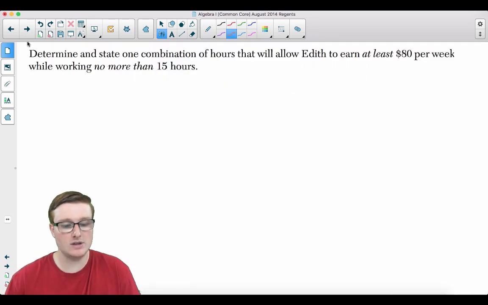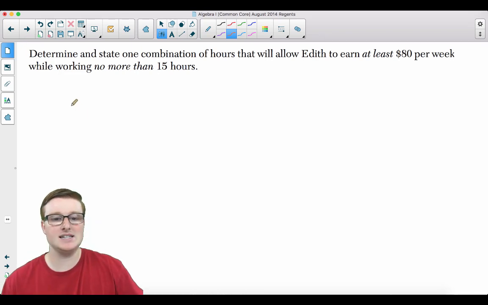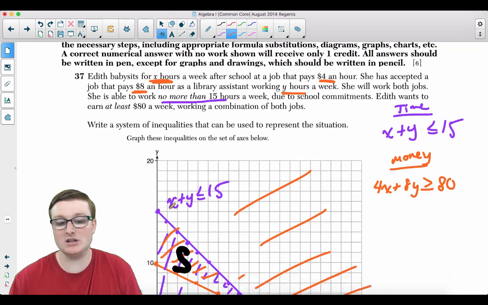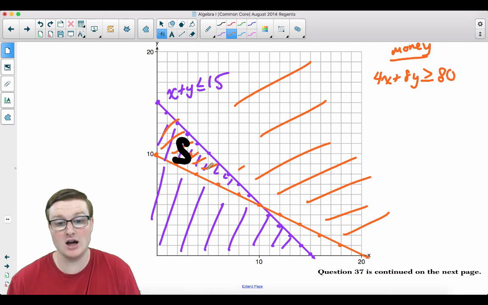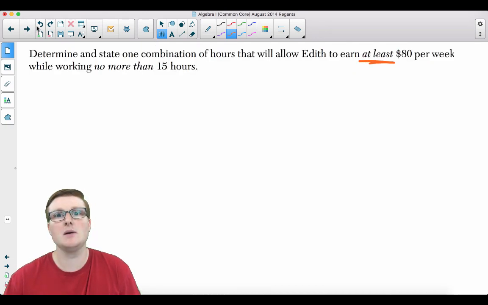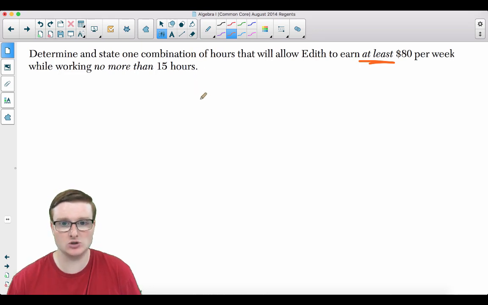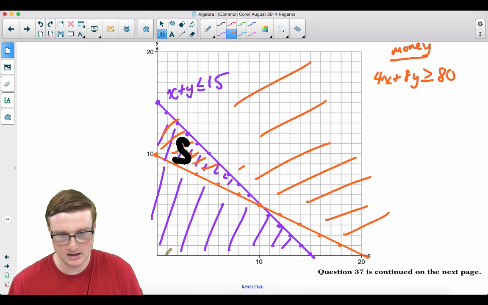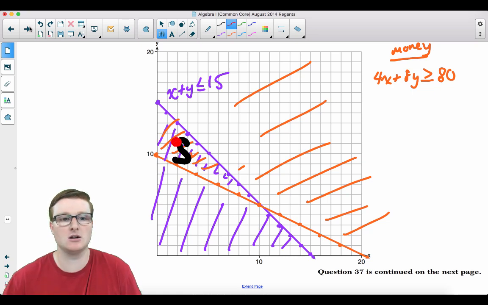Now, if we go to the next question, it says, determine and state one combination of hours that will allow Edith to earn at least $80 per week while working no more than 15 hours. So it lies in the solution set. Your point that you pick has to lie in the solution set. Look, there are multiple answers to this question. So I picked the combination (2, 11). And (2, 11) is in the solution set because this is going to be 1, 2, 3, 4, 5, 6, 7, 8, 9, 10, 11. (2, 11) is right here, that big red point in the middle.